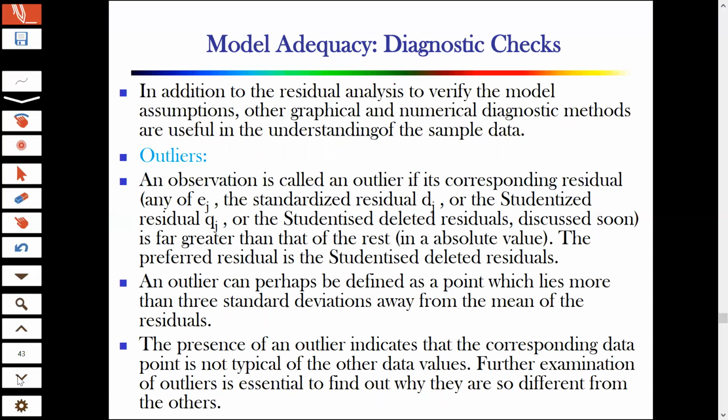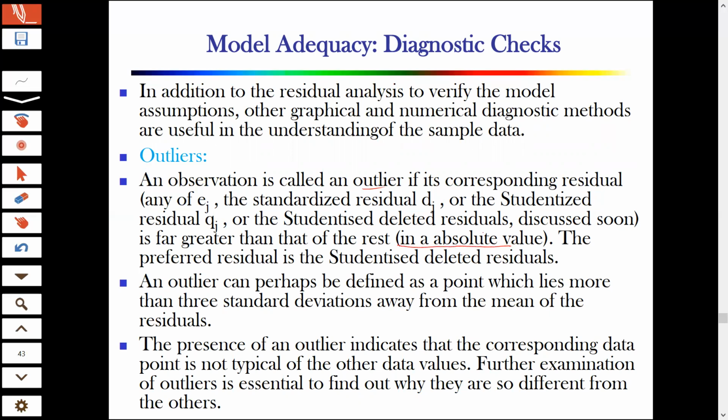In addition to the residual analysis to verify the model assumptions, other graphical and numerical diagnostic methods are useful in understanding the sample data. So one of them is outliers. An observation is called an outlier if its corresponding residual, that means e_j, the standardized residual d_j, or the standardized deleted residual we'll discuss soon, is far greater than that of the rest. So if the residual is higher, that means this is an outlier.